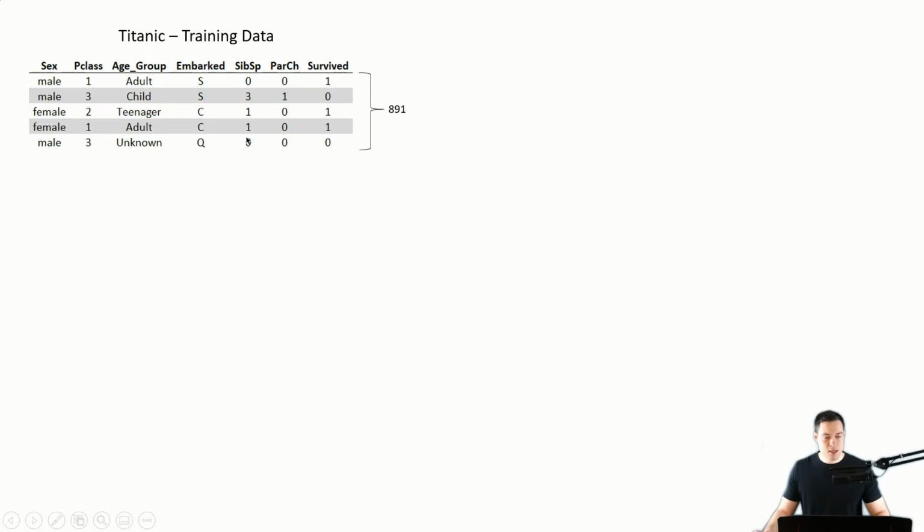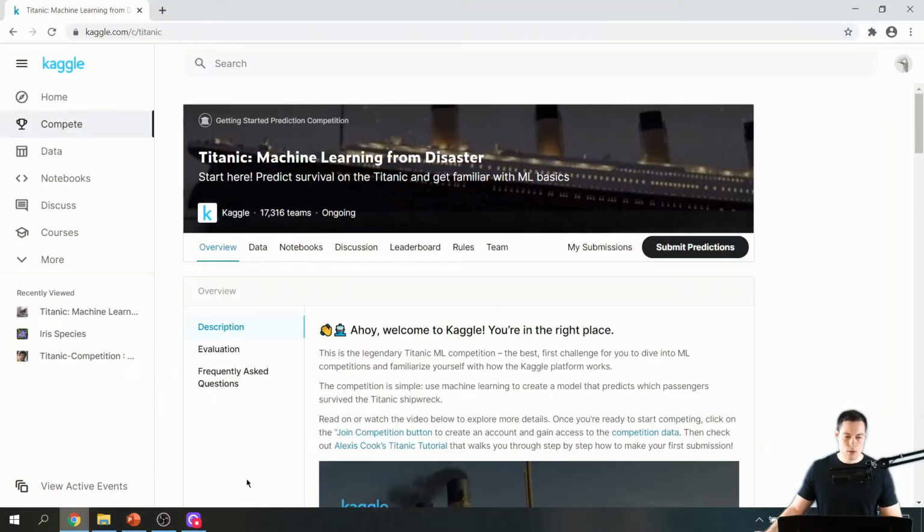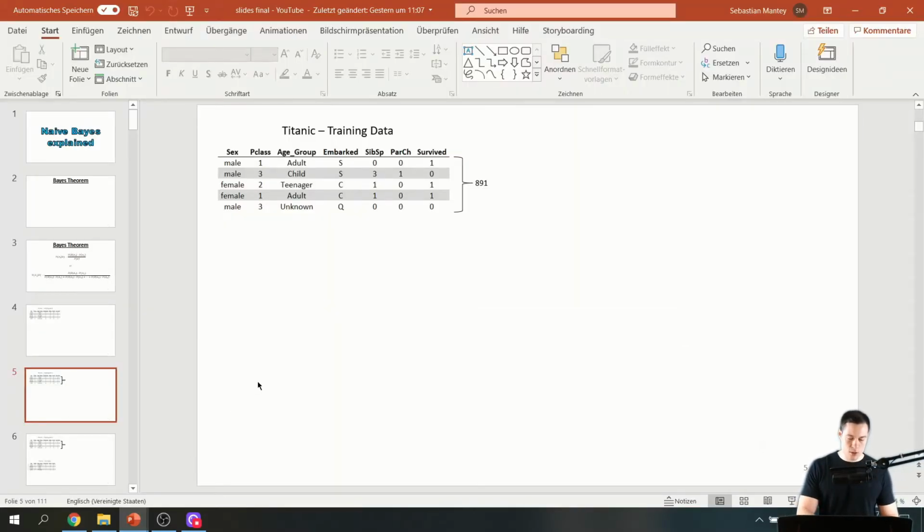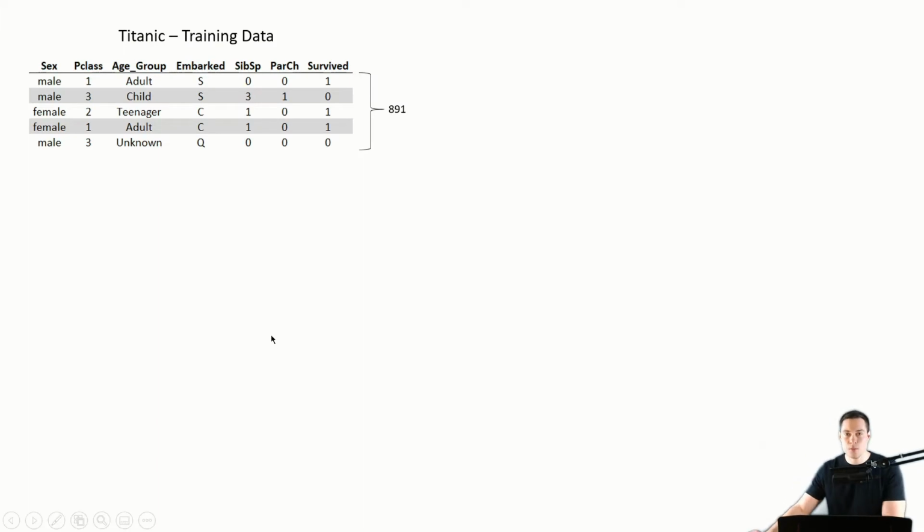And this data set here I got from Kaggle. However, I made some changes to the data set. Namely, first of all, I didn't use all of the features that were available on the dataset on Kaggle. And then the second change that I made is this age group feature here. Originally in the dataset, this was just called age, and there was the age given in years. And why I made this particular change, we will then see in the next video of the series.